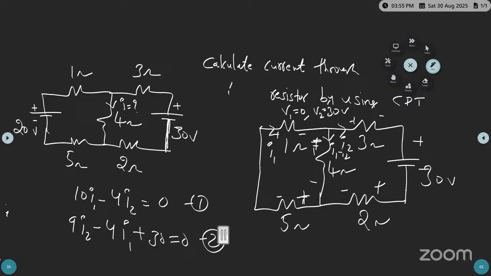Are you able to write down the equations? Are you getting the equations? If you have any doubt in the writing of equations, you inform me. You may raise the query. If you have any doubt for the writing of equation, you ask me.